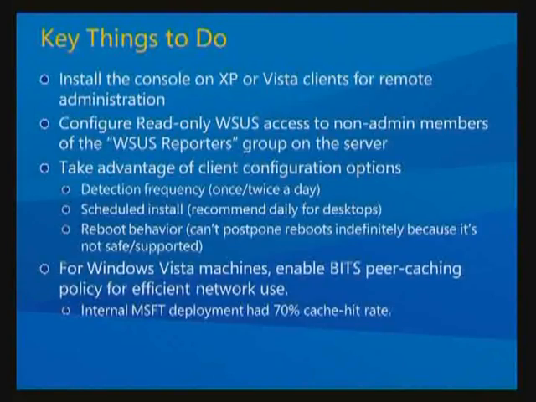For Vista, I mentioned the peer caching. We actually got, in our own internal network deployment, about a 70% cache hit rate with Vista PCs on a local subnet. So that's a pretty high rate and will save you a lot of WAN traffic when you go deploy Vista. That'll be a big benefit that you can have in those environments. So that is the basic deployment, good things to do.